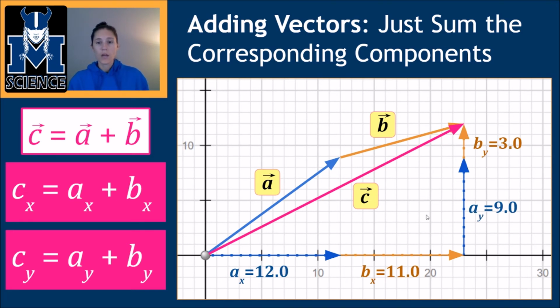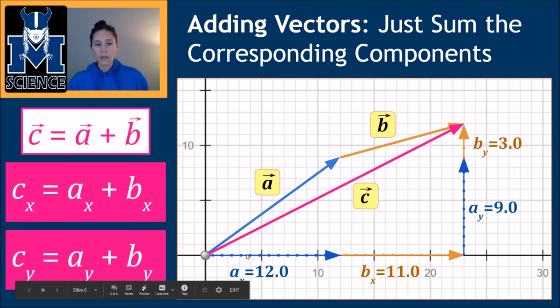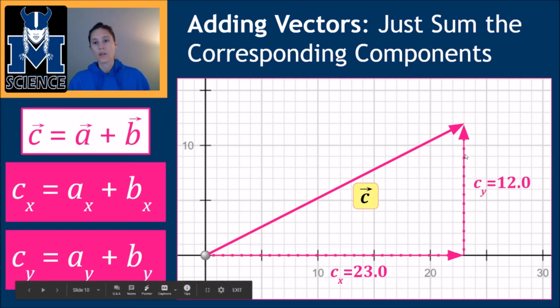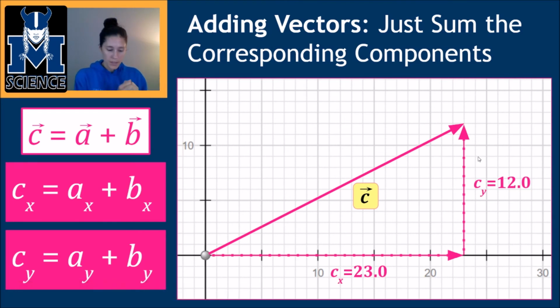Anyway, in order to get our x component for C, we just have to add these two together, 12 plus 11. So our x component of C is 23. And our y component of C is going to be 12. So if you break A and B into their x and y components, add the x's together, add the y's together, that gives us our components of C.